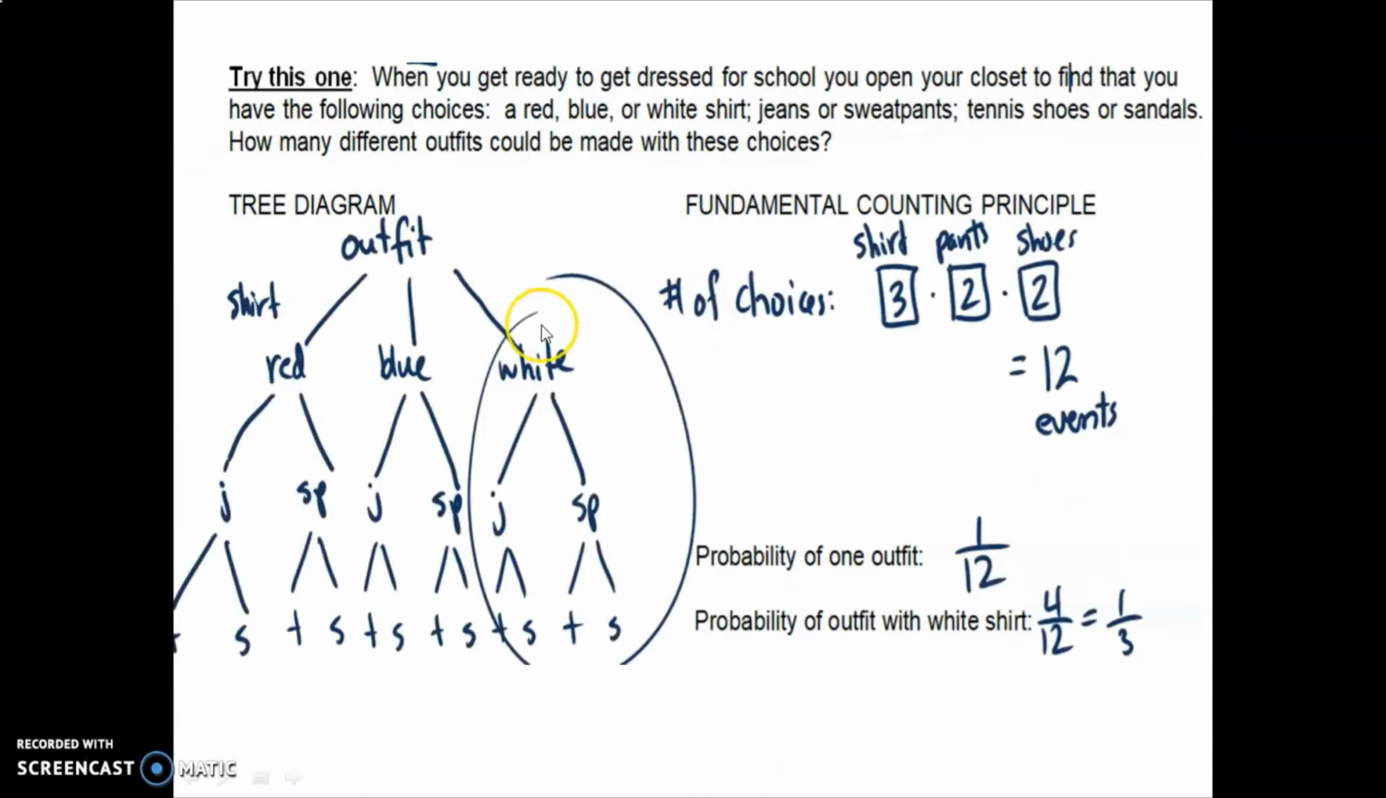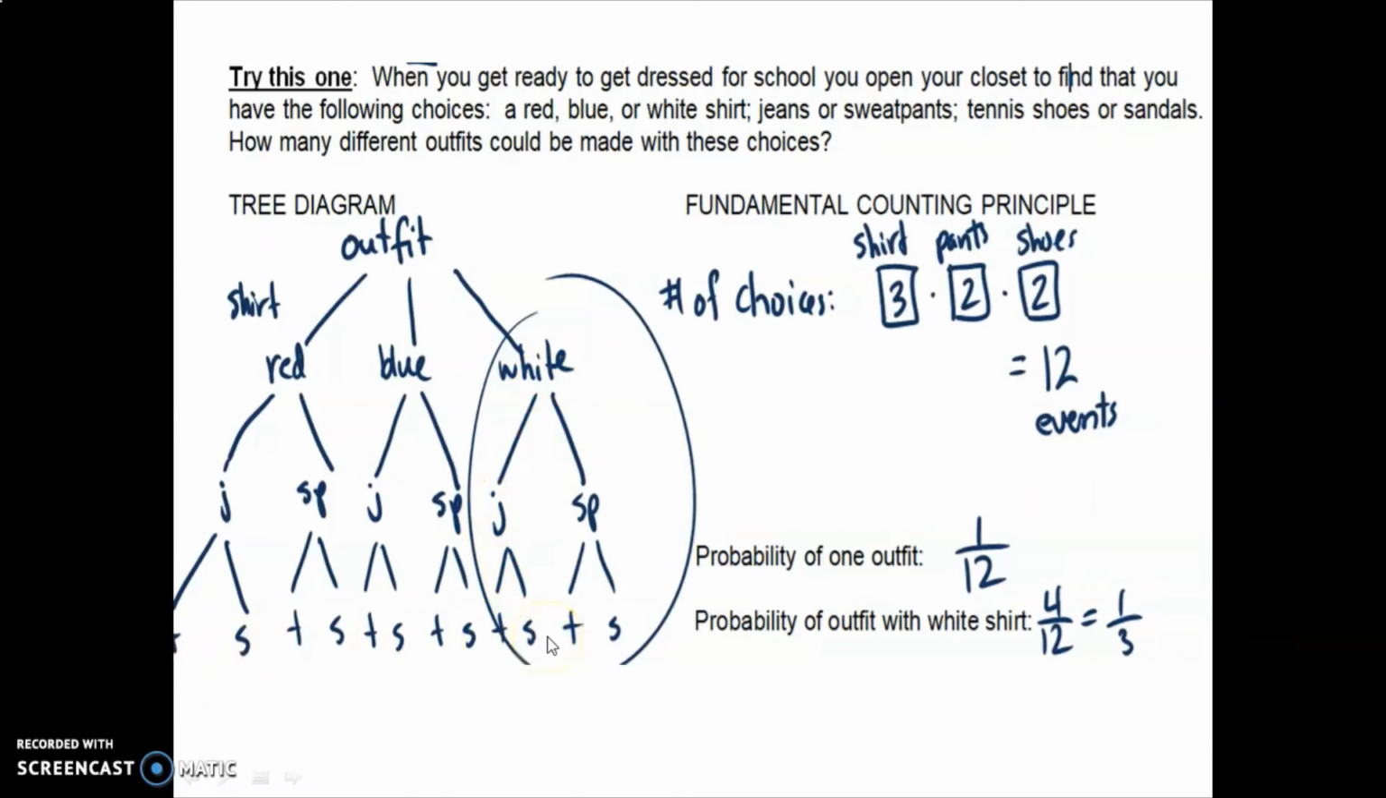Okay, let's check. So first, you're choosing your outfit, and you first choose shirt color, red, blue, white, and then jeans or sweatpants coming from each of those, and then tennis shoes or sandals from each of those. If you follow all those paths and you count how many final possibilities there are, there are 12 paths in total, so 12 possible outcomes. For example, white shirt, jeans, and sandals. That's one of the 12.